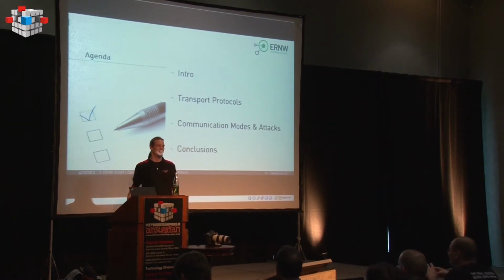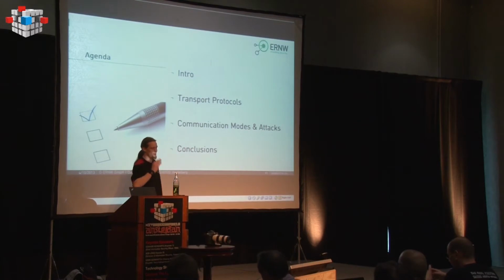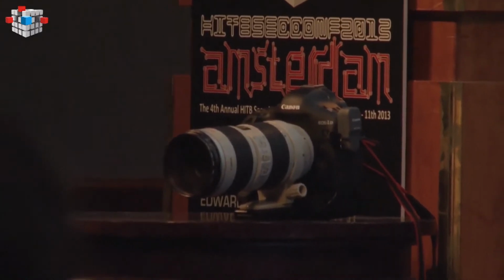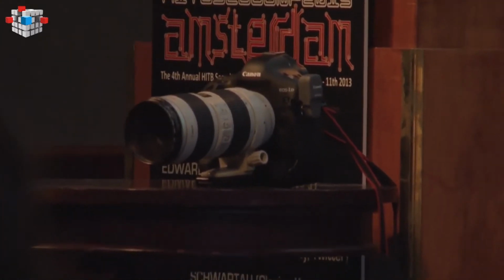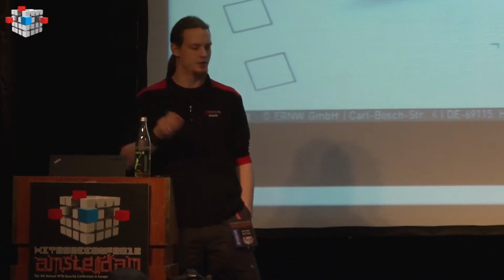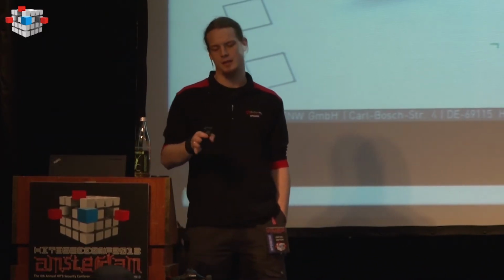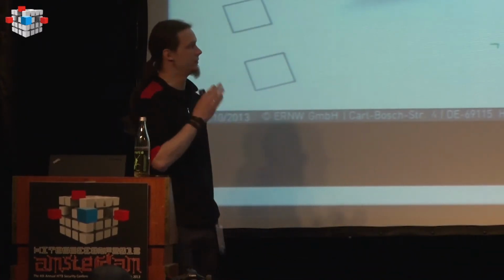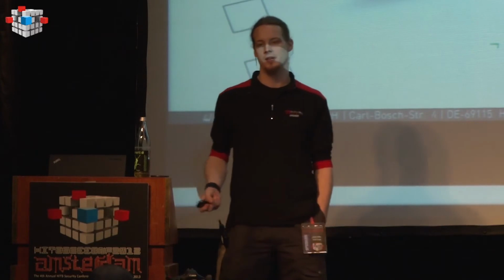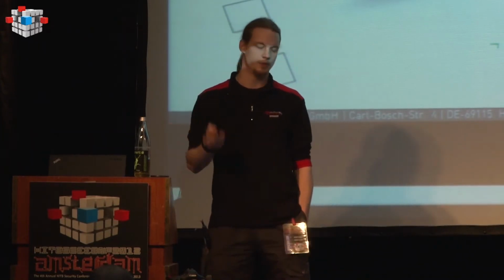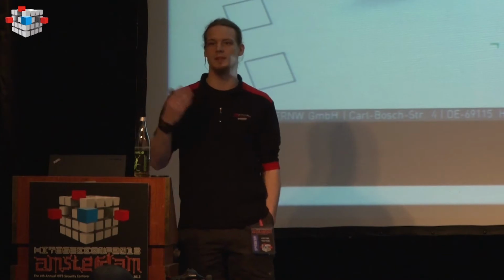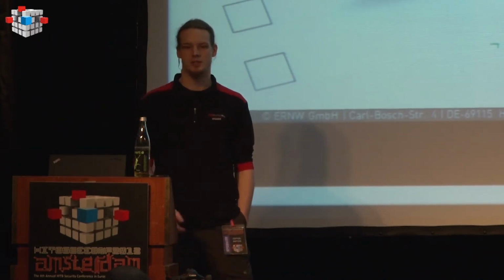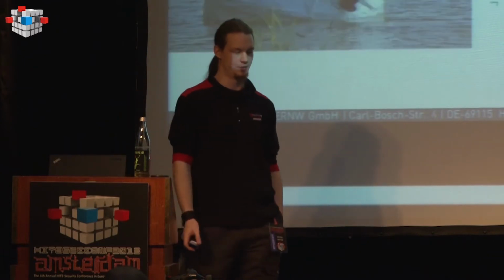We will go through the agenda for a short moment. I got a little introduction. Why are we into this topic? What's the reason? Where is the security coming into play? Then I had a look at the specific network interfaces of this camera. First we go through the transport protocols. Afterwards, I will say a word or two on the communication modes of the cameras and specific attacks against those communication modes. In the end, there will be some conclusions.